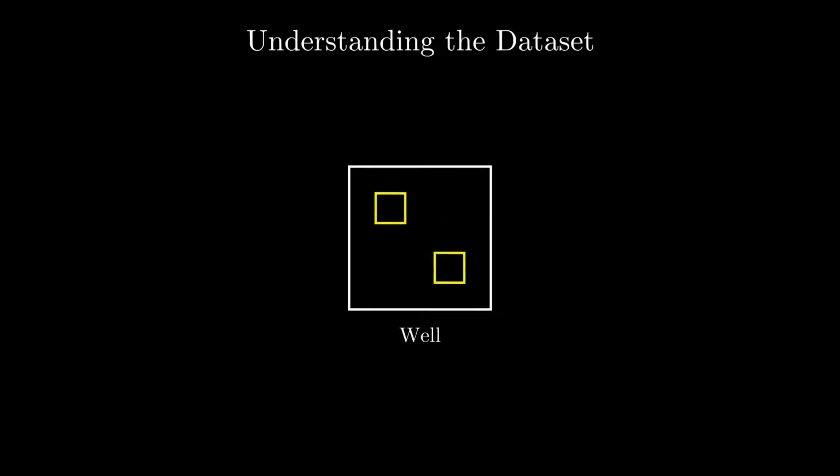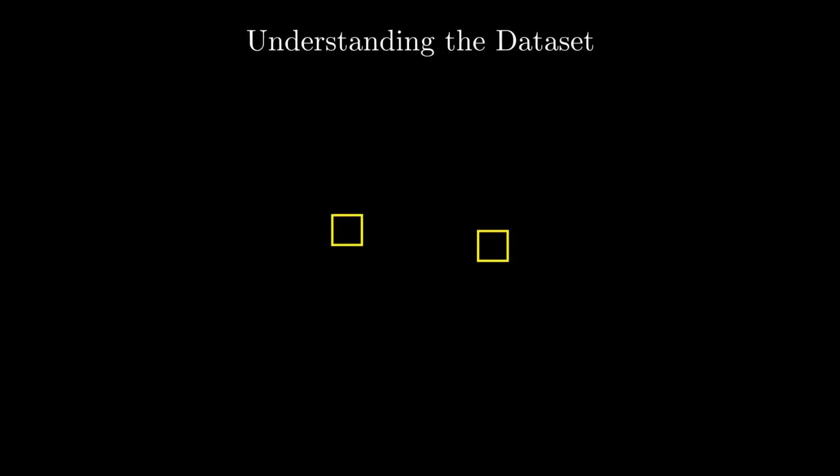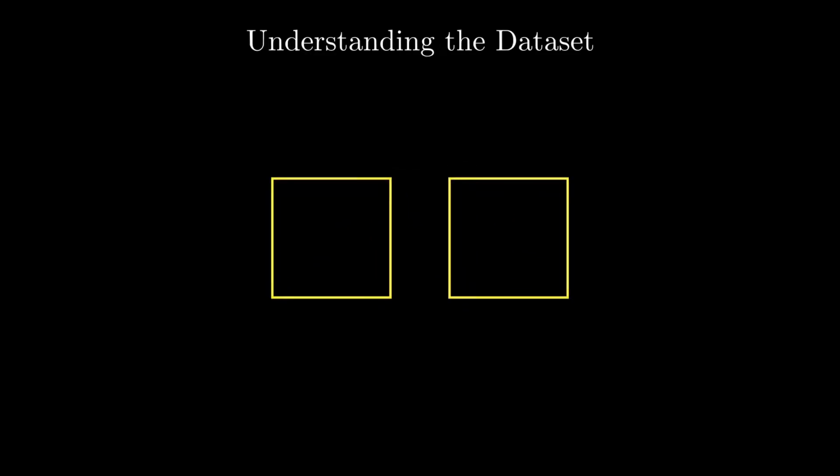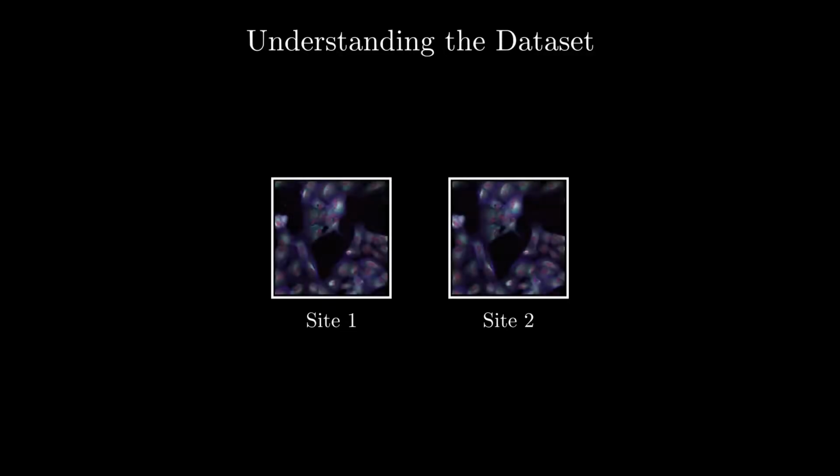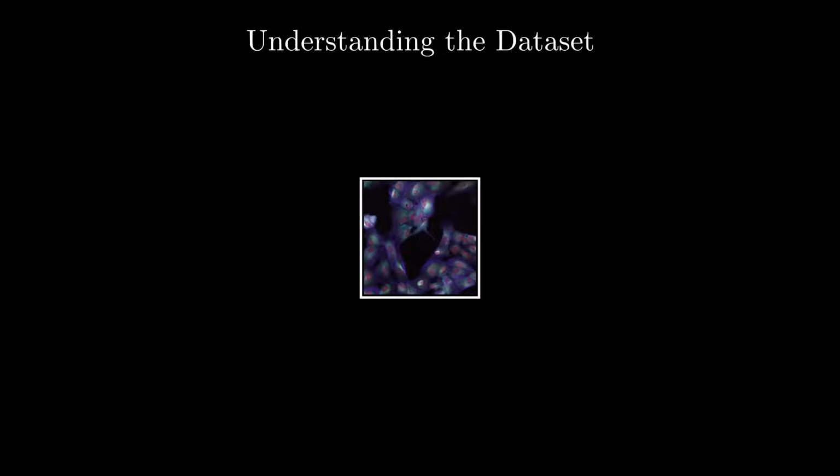There are 2 imaging sites per well. An image is collected from each of the sites and is downsampled from their original size. The final size of the image is 512 cross 512 cross 6. That is, there are 6 channels per image.